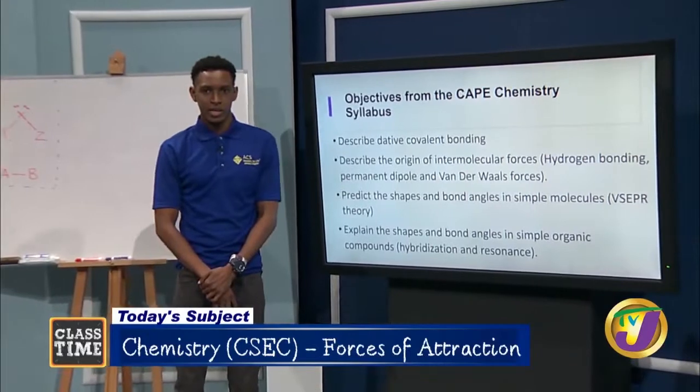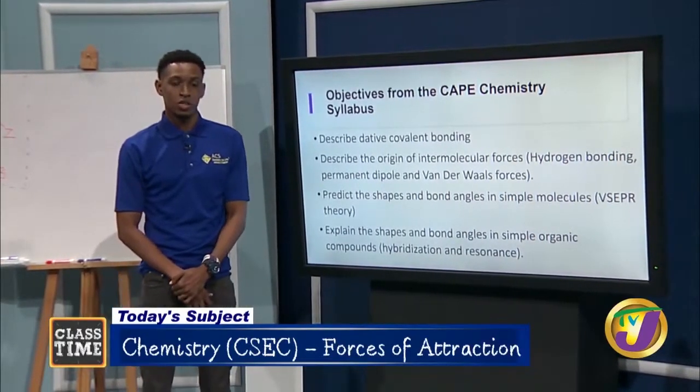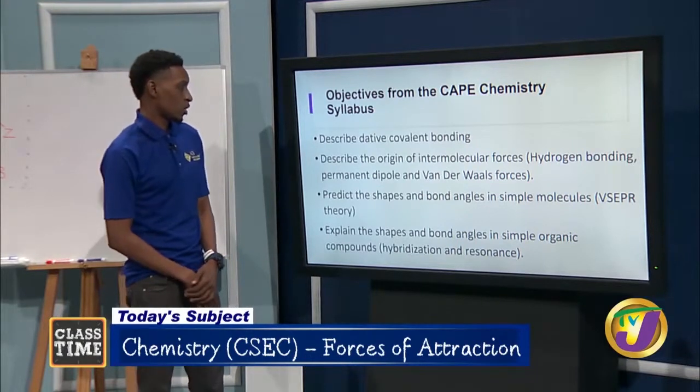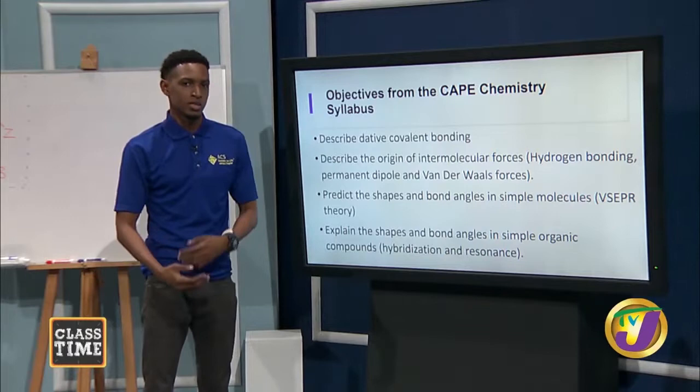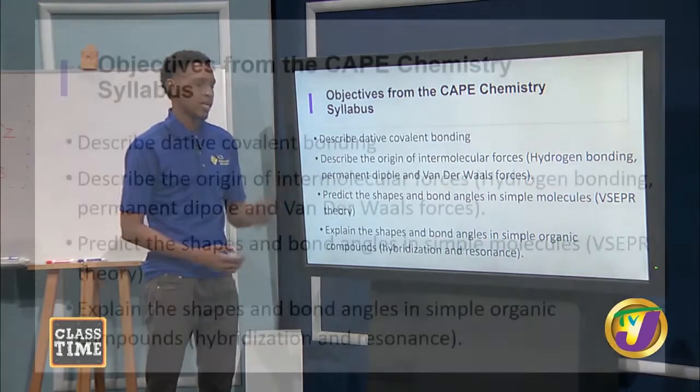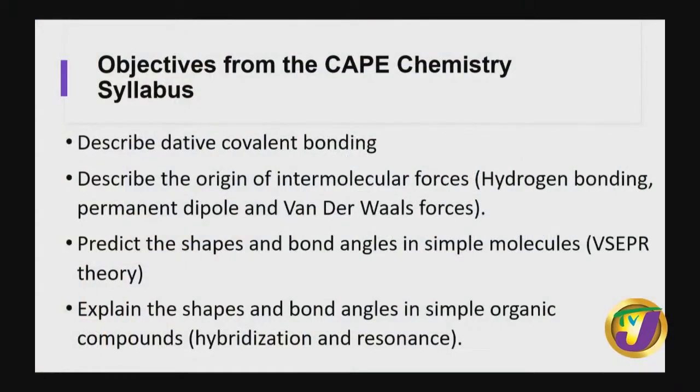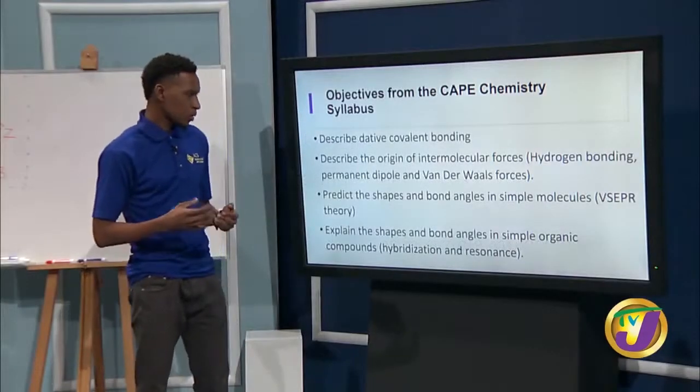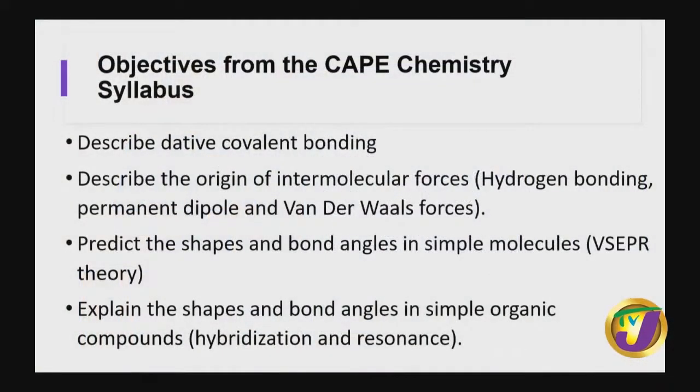Now, before we get into today's lesson, let's take a look at the objectives set out in the CAPE Chemistry syllabus. Some of these objectives were accomplished last week, but I'll still run through. Last week we looked at what is dative covalent bonding, and we described it as a covalent bond, and we know that a bond contains two electrons. In a covalent bond, these electrons are shared between the atoms, meaning that one atom gives one electron to the bond and the other atom gives one electron to the bond. But in a dative covalent bond, both of those electrons are coming from one of the atoms.